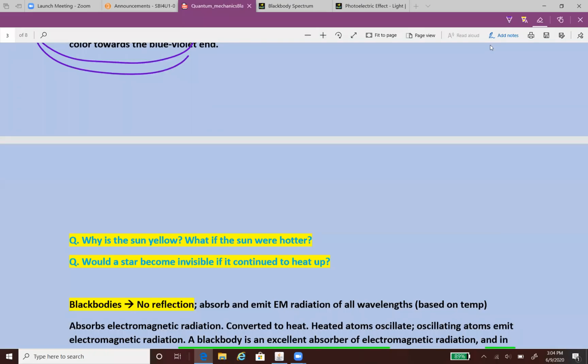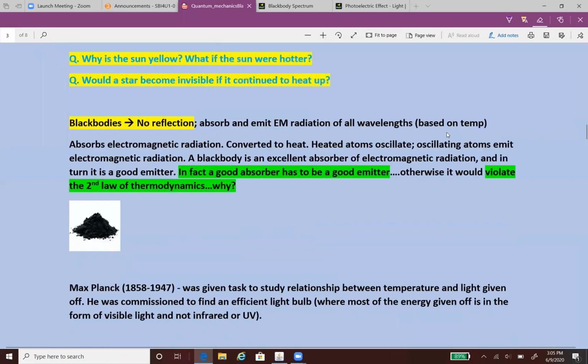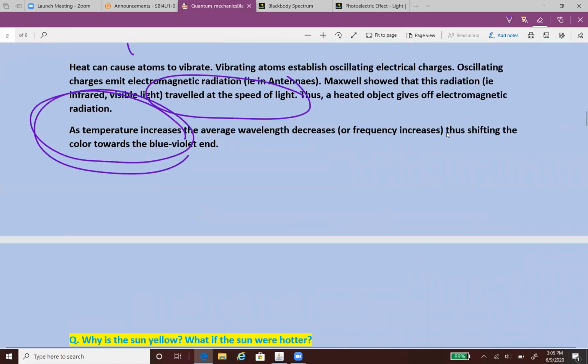Okay. So last time we introduced, well, we didn't really introduce quantum mechanics. We just talked about three concepts: reflection, emission, and absorption. So we left off talking about emission, I believe.